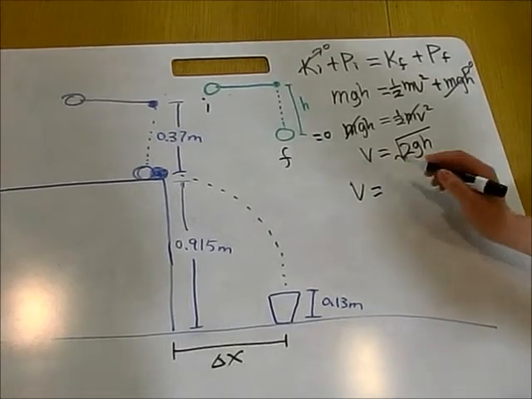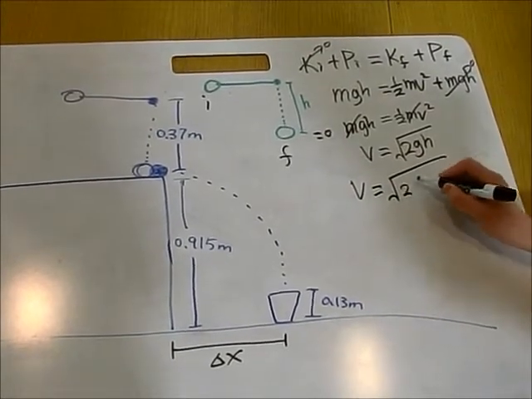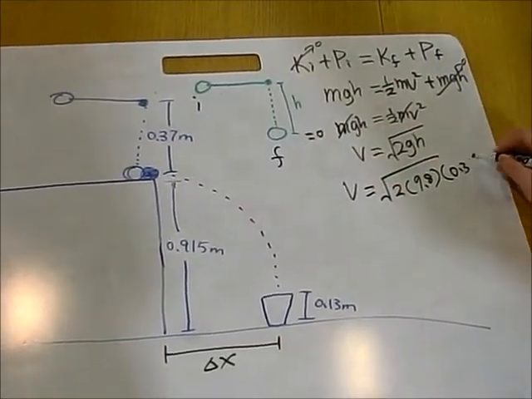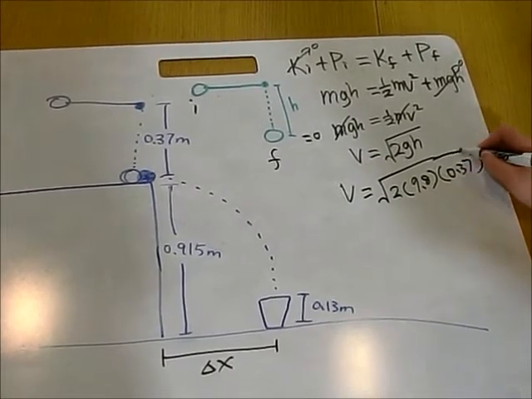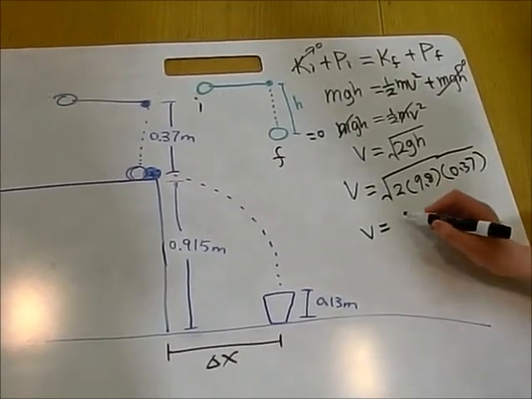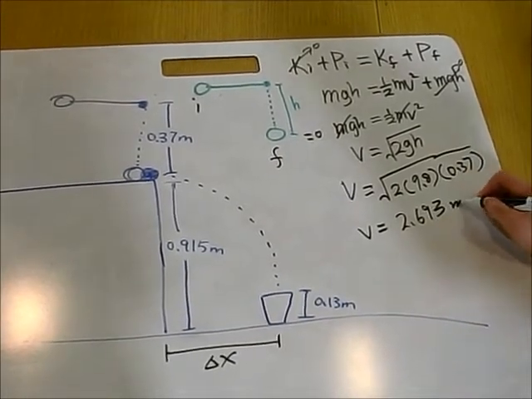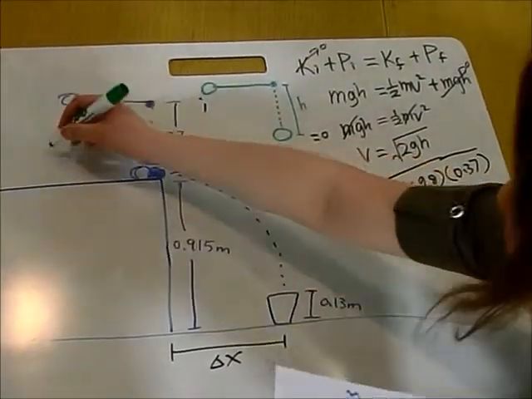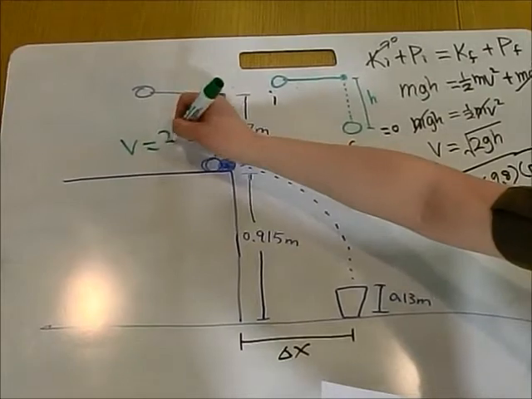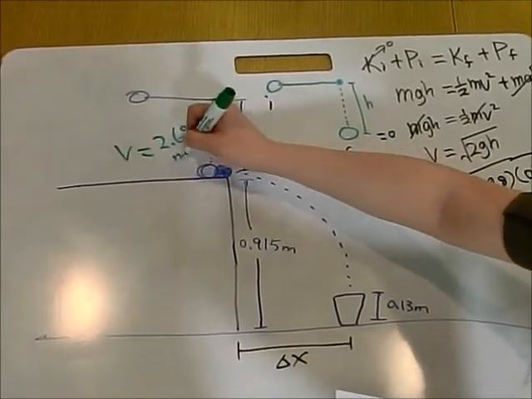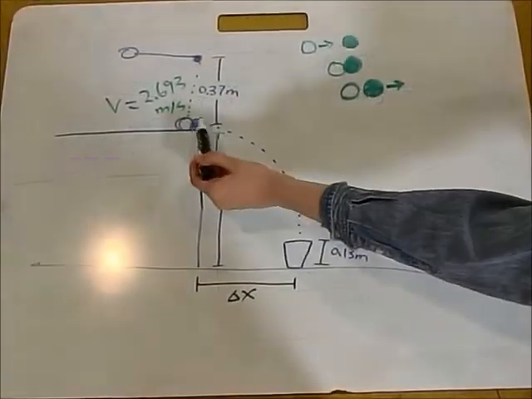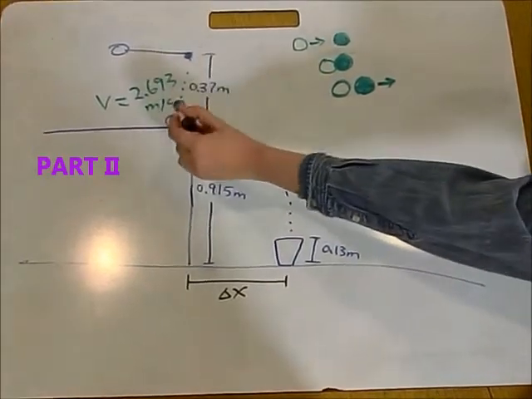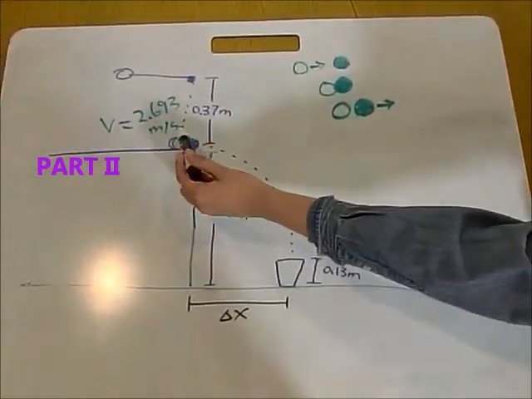So let's plug in the numbers. v equals the square root of 2 times 9.8 times the height here, which is 0.37 meters, and v equals 2.693 meters per second. Let me write this down. The v here equals 2.693 meters per second. We have a ball of the same mass and material at the edge of the table, which is at rest. This ball will hit this ball, and this ball will come flying off the table as a result.